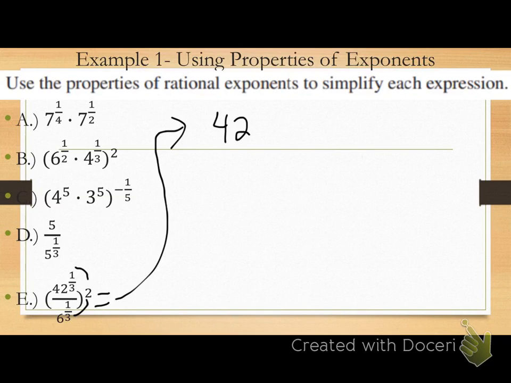So what's 1/3 times 2? 2/3 and 2/3. Am I done there? You sure? Can I not rewrite this as a radical? And I would get a radical in the denominator, wouldn't I? Which I don't want.